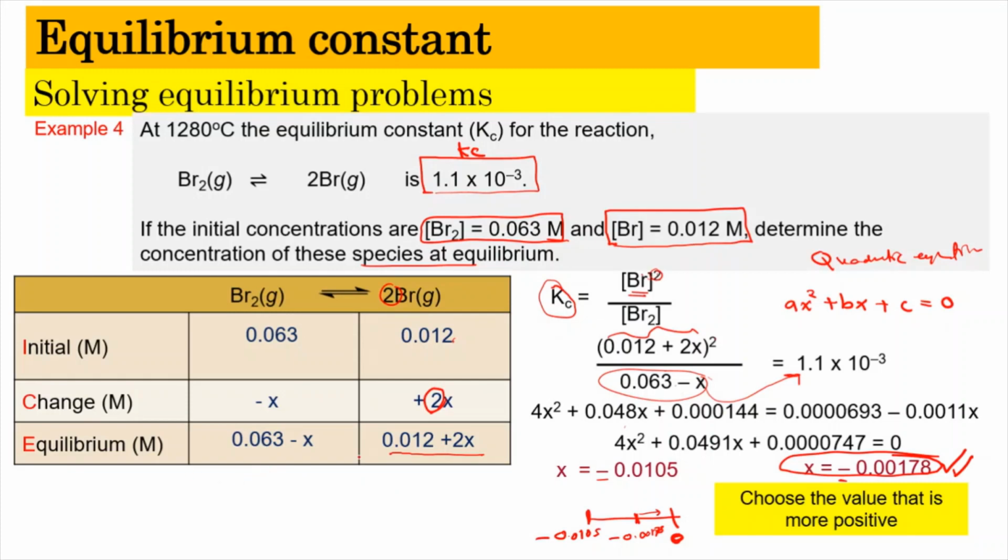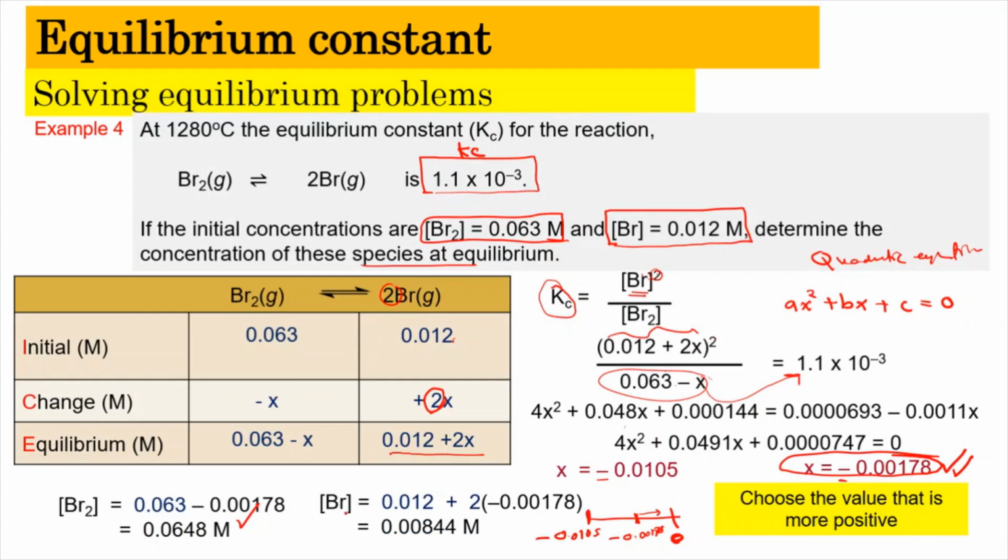So we can put the x value in to solve for the concentration at equilibrium. For our concentration of the bromine gas, we have 0.063 minus x, where our x here is 0.00178. Once we do the math, we're going to get the concentration of the bromine gas to be 0.0648 molar. Then for the bromine atom, Br is equal to 0.012 plus 2x, where x is the same one, negative 0.00178. Once we do the maths, we're going to get the concentration of bromine atom to be 0.00844 molar. Both of these are correct because the values are positive.